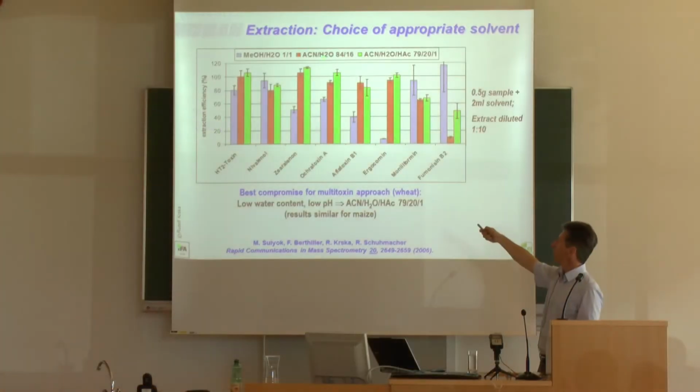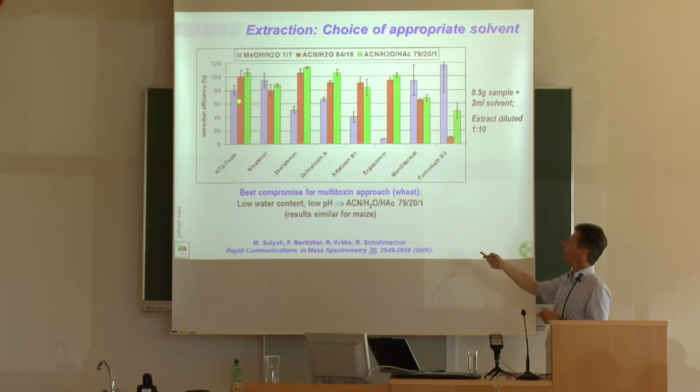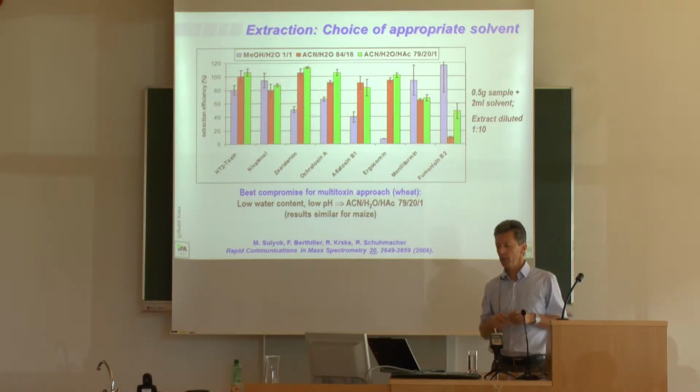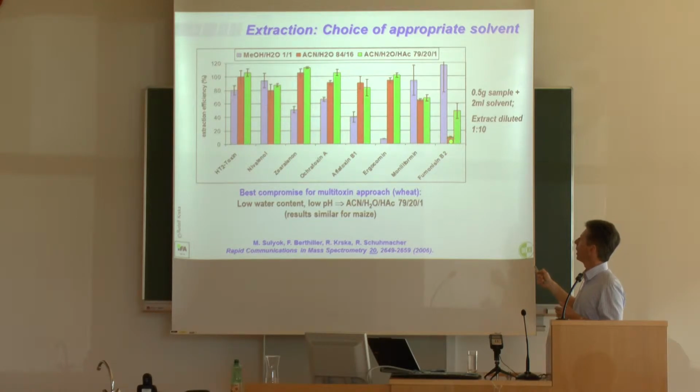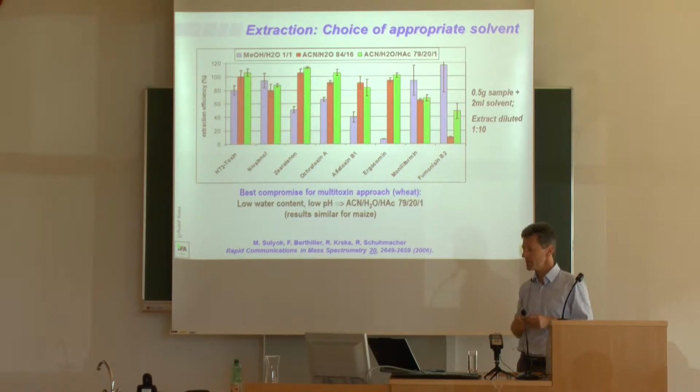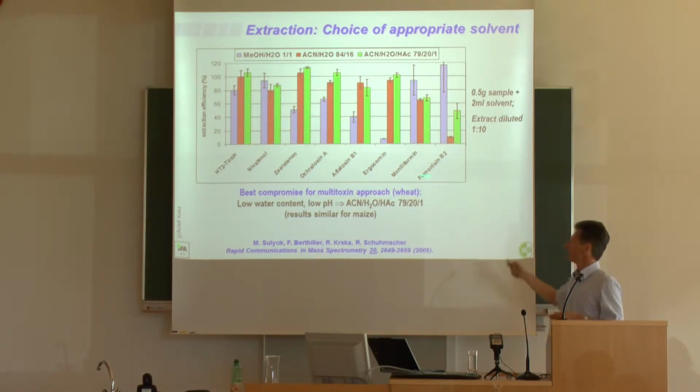Moving on to acetonitrile water, 84 plus 16 in ratio, results displayed in red. Actually quite a fine extraction solvent, suitable. However, for fumonisin B2, we again have an extraction efficiency of only about 10%. So this short story, which I tell you in a couple of minutes, was actually an undertaking of a couple of months. That also has to be pointed out at this point.